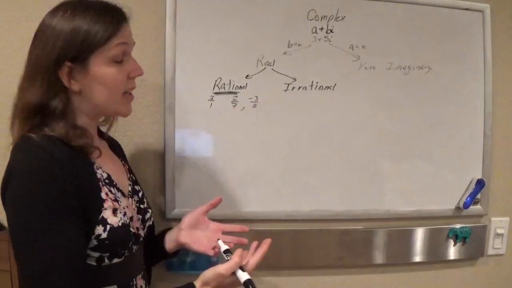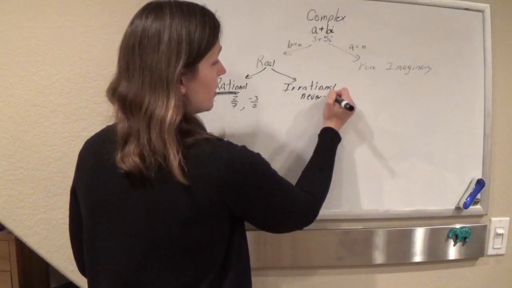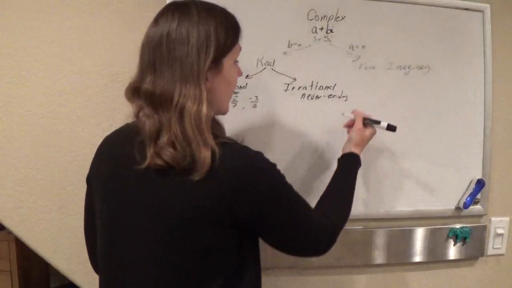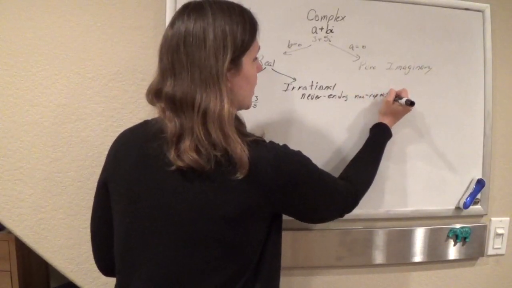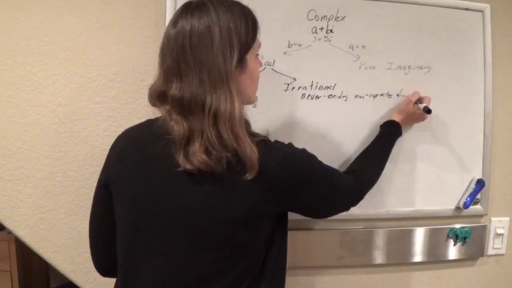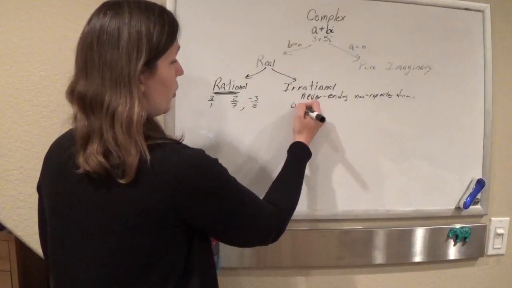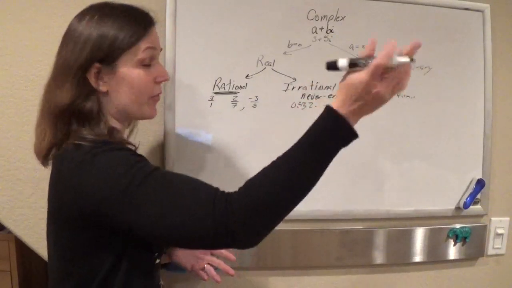As opposed to irrational numbers, these are your never-ending non-repeating decimals. Never-ending non-repeating decimals that cannot be written as a fraction. So like 0.932, blah blah blah, on and on forever.